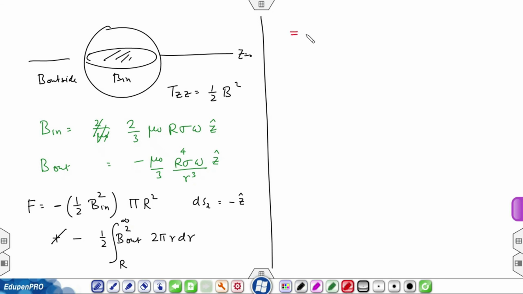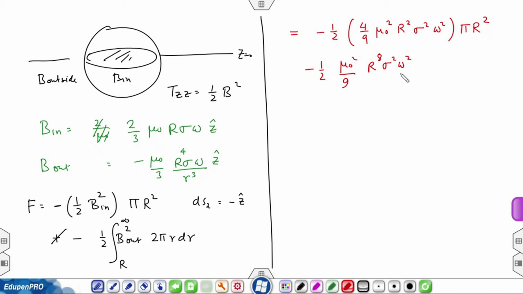So, this is going to be equal to minus a half b in square, which is 4 9ths mu 0 square r square sigma square omega square, times pi r square, minus 1/2 for b out, I am going to have mu 0 square over 9 r raised to 8 sigma square omega square integration 1 over r raised to 6 2 pi r dr from r to infinity, and there is a factor of 1 over mu 0 also, which comes in the definition of t.